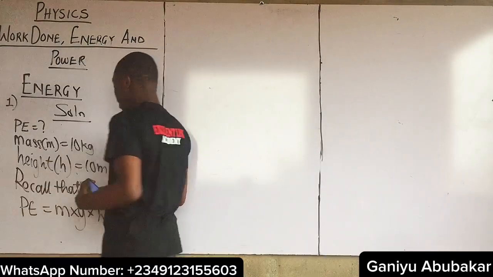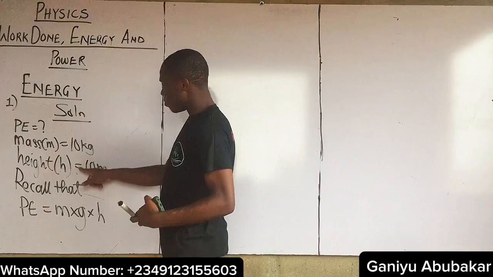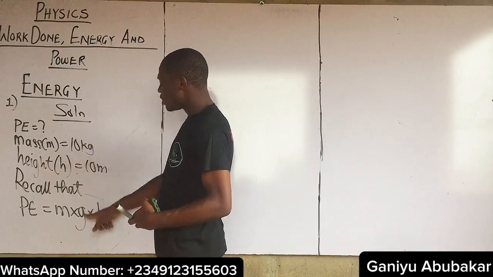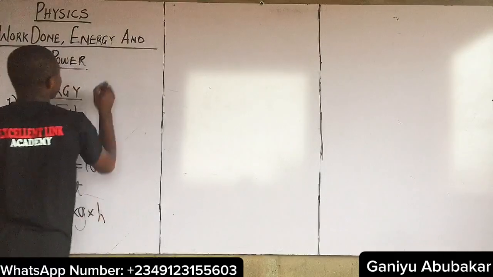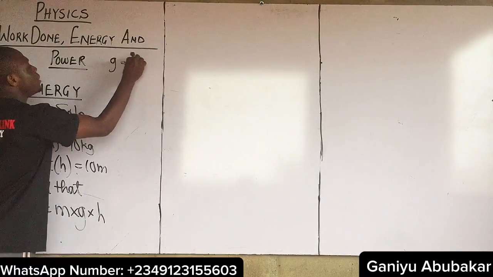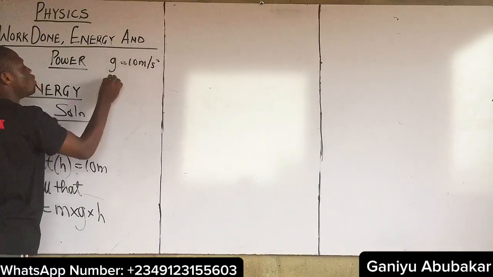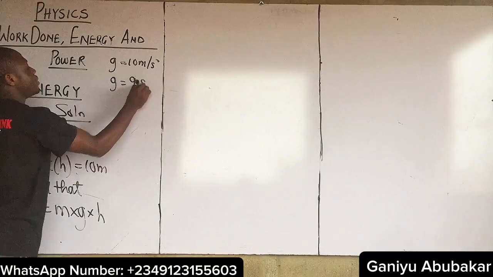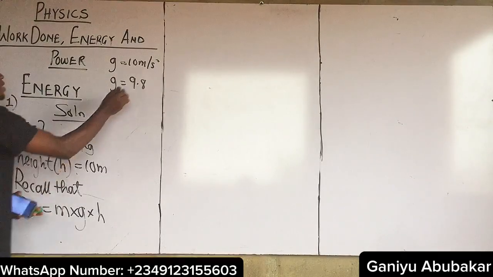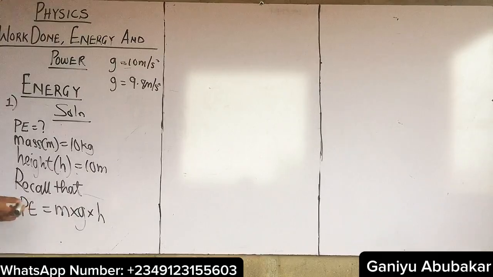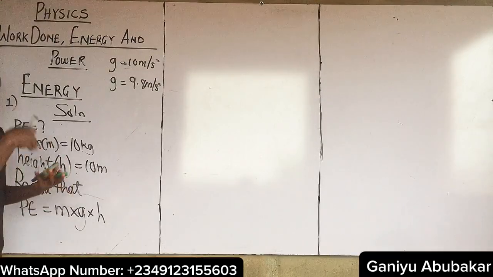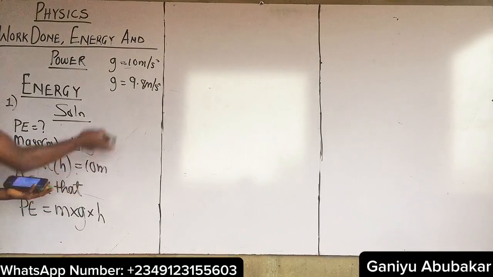In most cases, I'm given height, no problem. I'm given mass, no problem. Gravity, that's the question. Gravity can either be 10 meter per second squared, or gravity can be 9.8 meter per second squared. Let's try to use 10, right? If you are given a value in a question, you use the one that is given, but in this case we're not given, so you can choose any one.